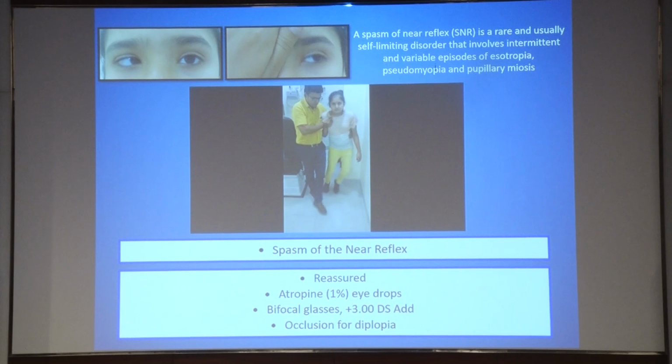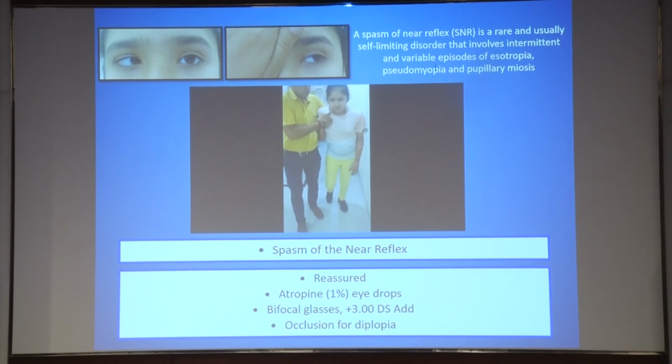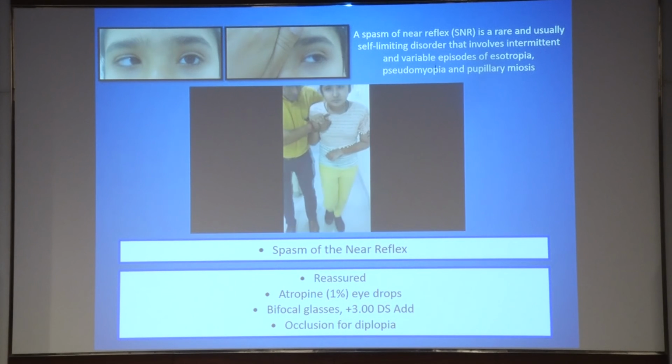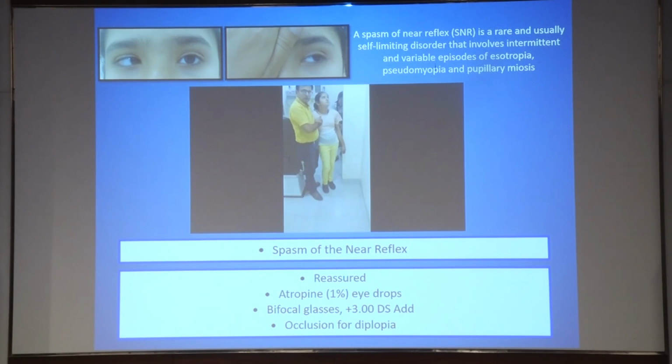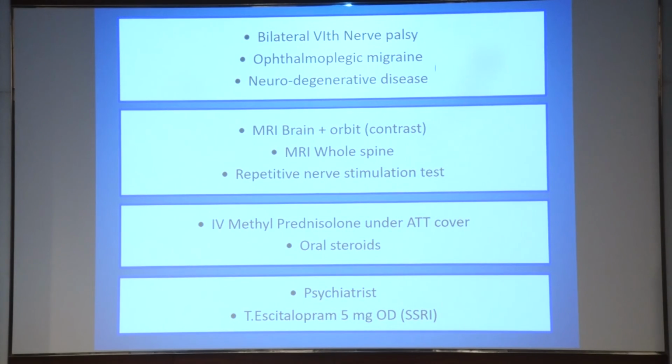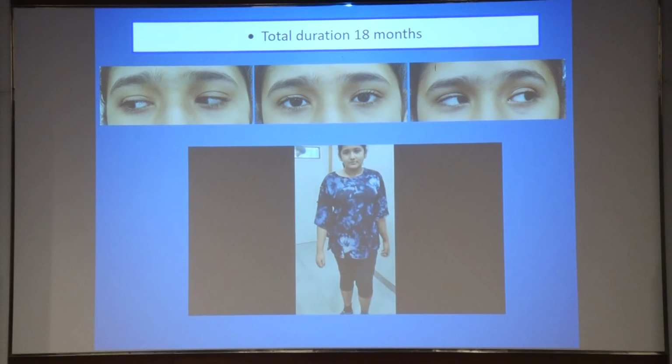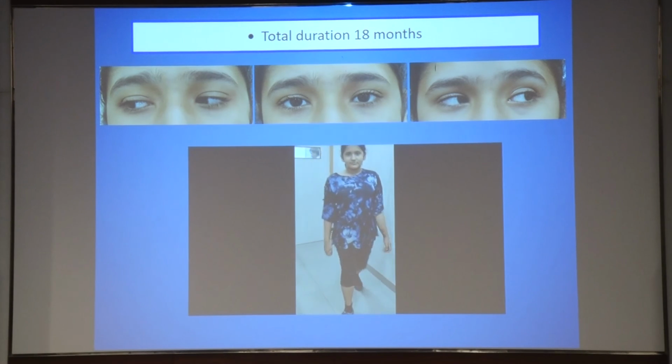Diagnosed her with spasm of the near reflex and started her on treatment with atropine and bifocals and reassurance, because she'd already been extensively investigated. Everything was normal. Parents, however, were unwilling to believe that. They went to a number of other specialists, went through a whole gamut of tests further. Child had IVMP, followed up with oral steroids, finally went to a psychologist, was started on antidepressants. It took a period of 18 months when the child was on atropine for the spasm to be relieved and for all the systemic features to just disappear.